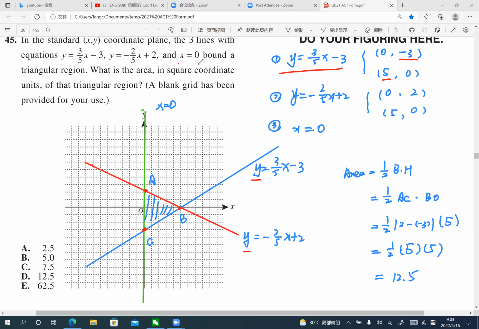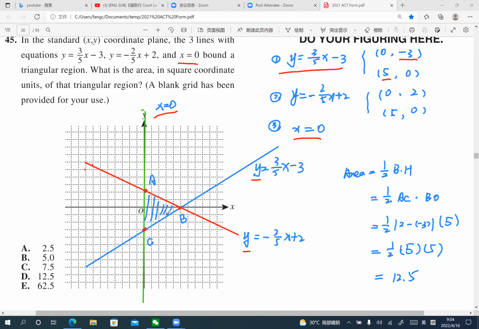The third one, x equals 0. In fact, it is the y-axis. So this one, in green color, is the line x equals 0. So now we can find that the triangular region bounded by the three lines is a triangle ABC.